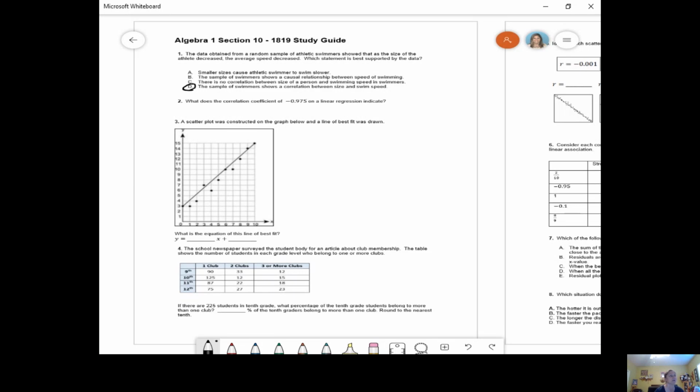All right, so what does the correlation coefficient of 975 thousandths on a linear regression indicate? Remember, the closer to 1 and -1, the stronger the relationship. So that would be a strong relationship.